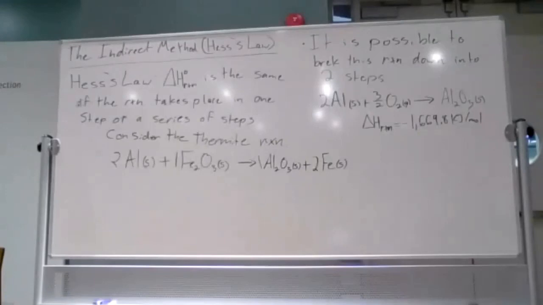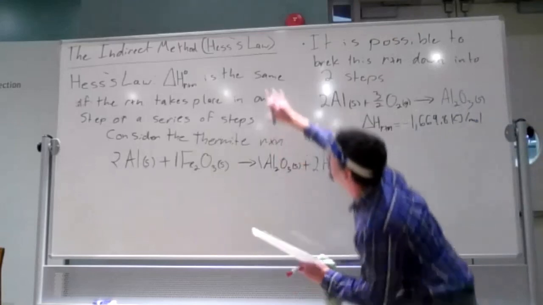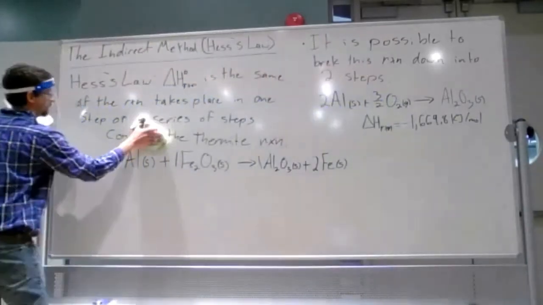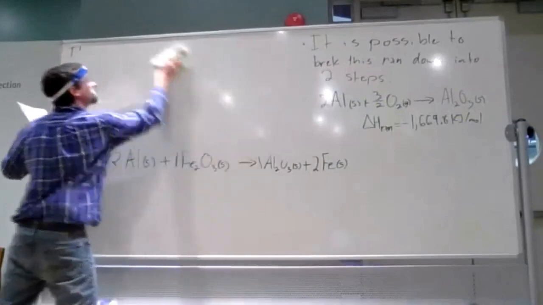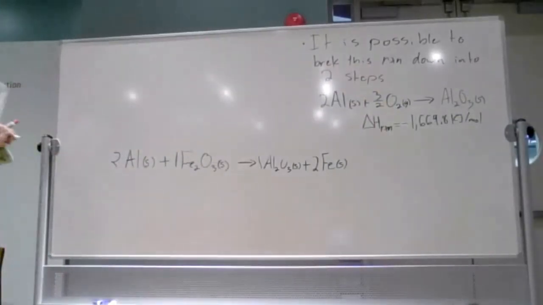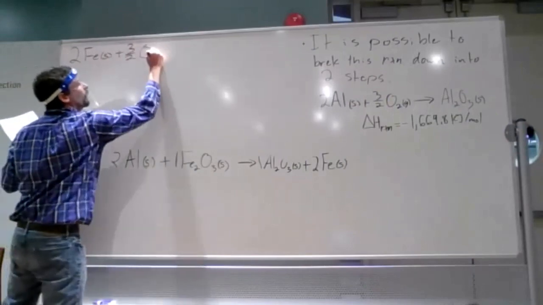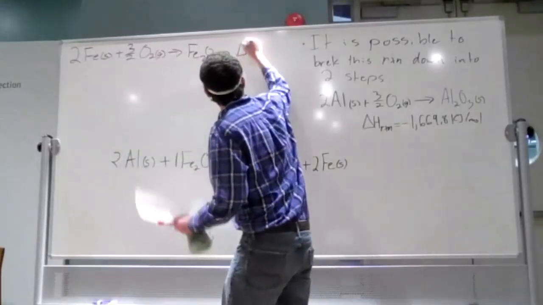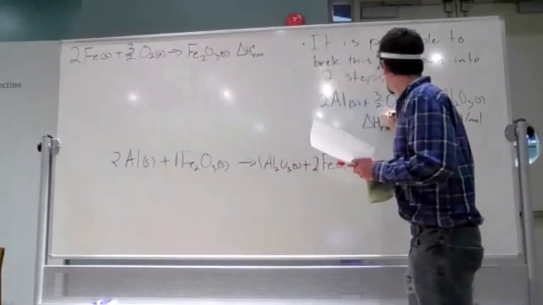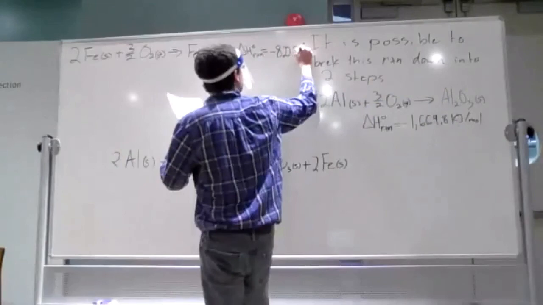We then have our other reaction where we're taking an iron reacting it with oxygen to form an iron 3 oxide. Let's do that. Am I okay to erase up over here? The other reaction, two iron solid plus three halves O2 gas gets us to iron 3 oxide. And the delta H of this reaction, I should have put a zero, is equal to negative 822.2 kilojoules per mole.